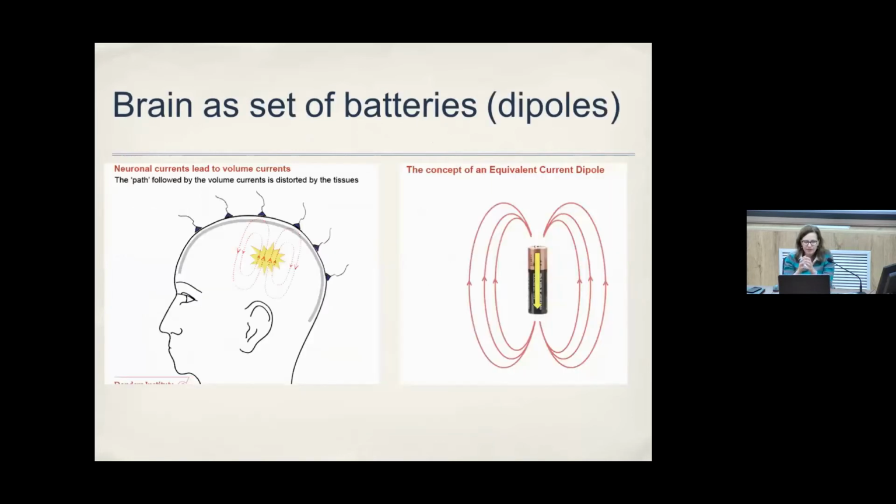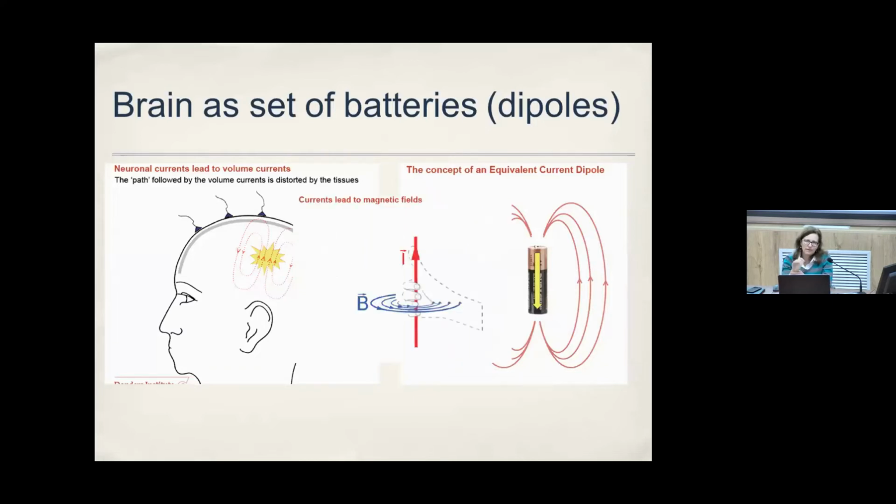And here is the concept of dipoles, so we can consider our brain as a set of batteries, and these pyramidal cells produce electric current surrounded by a magnetic field. The law of the magnetic field is the right-hand thumb rule: if the thumb points in the direction the electric signal goes, the magnetic field goes around it. That's important, because in a few slides we'll have questions about how the brain activity is distributed on different types of sensors.